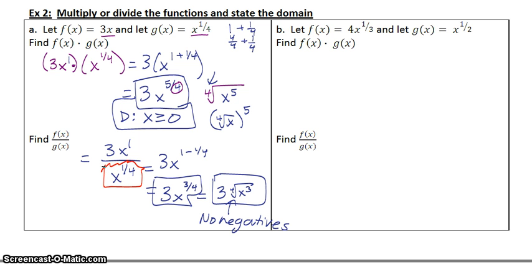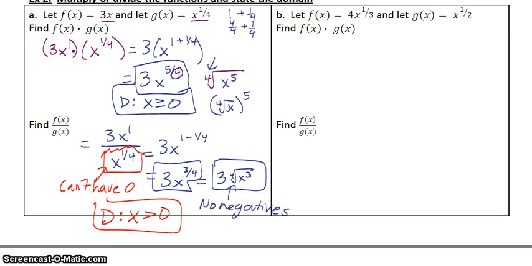So what I've got to think about in my mind is, what would I put on the bottom to make that 0? In this situation it'd just be 0. So I can't have a 0 here at the beginning of the problem, which means we can't have a 0 anywhere throughout the problem. So in this situation, watch closely, I can't have 0 and I can't have negatives, so my domain is actually just x is greater than 0. Not greater than or equal to, but just greater than, because it can't be 0.